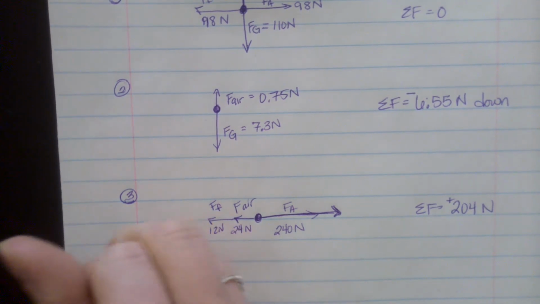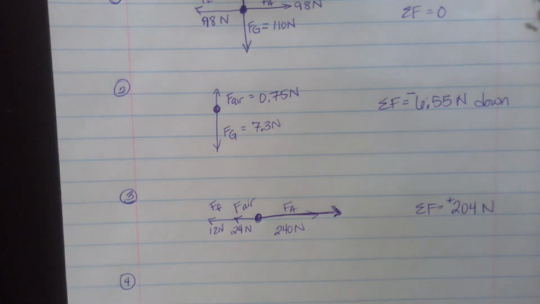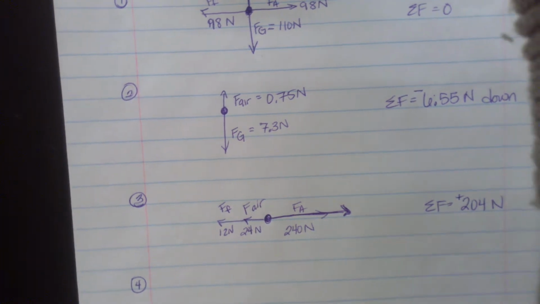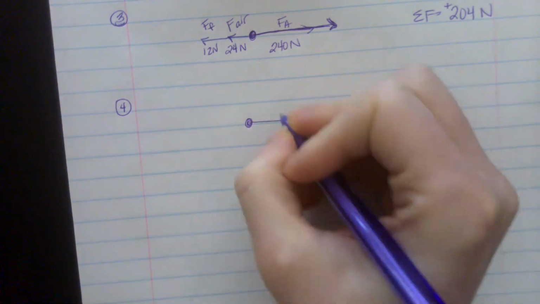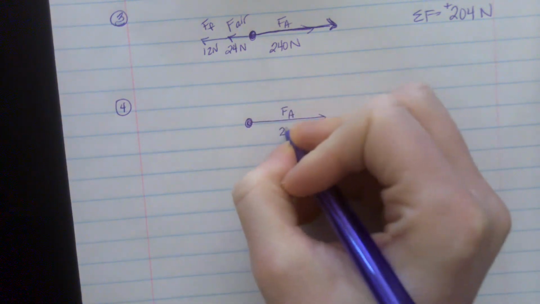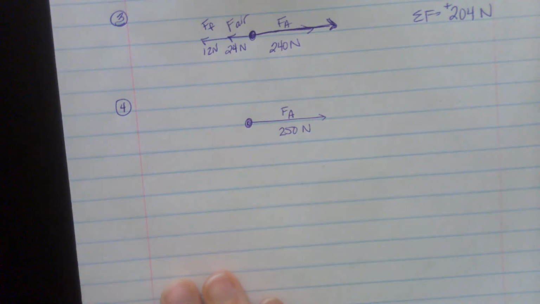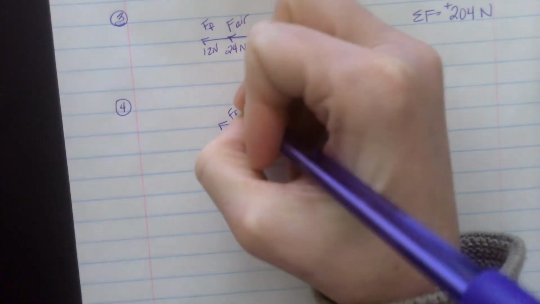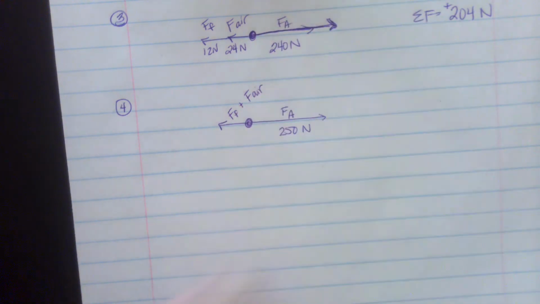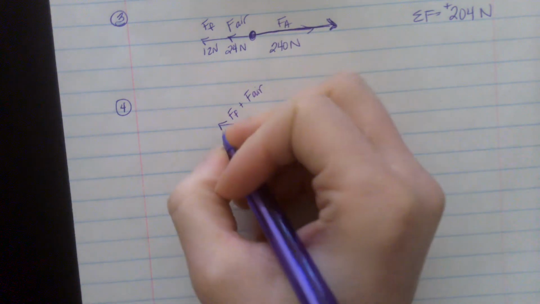Number 4. The hash-slinging Slasher is running to the Krusty Krab to drop off his application. He runs with an applied force of 250 newtons, so I'm going to draw that in the positive direction. And there's a force of friction and air resistance. Those two forces, so FF plus FA, are equal to 19 newtons.